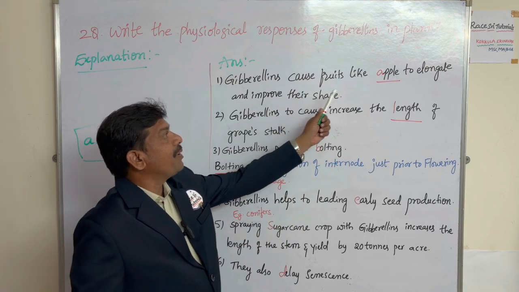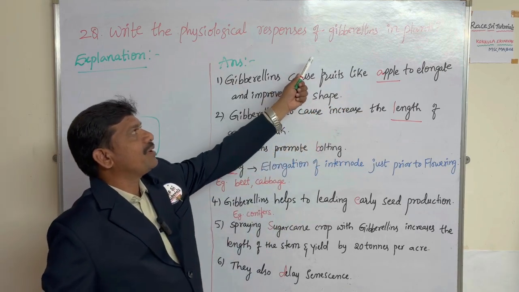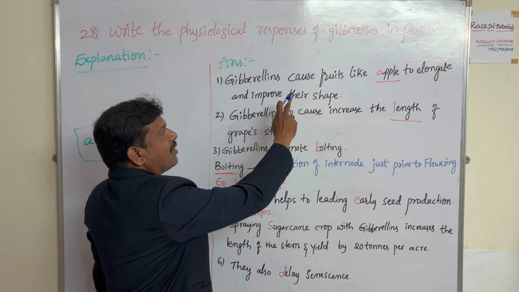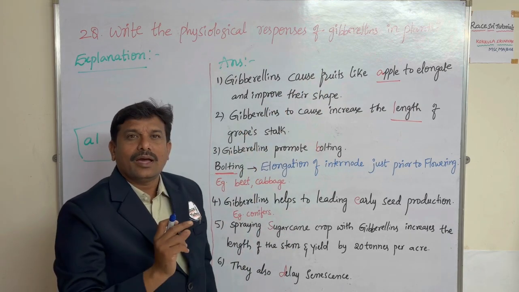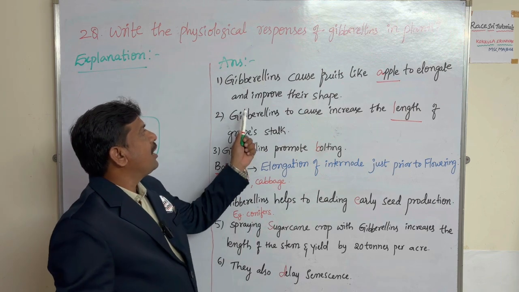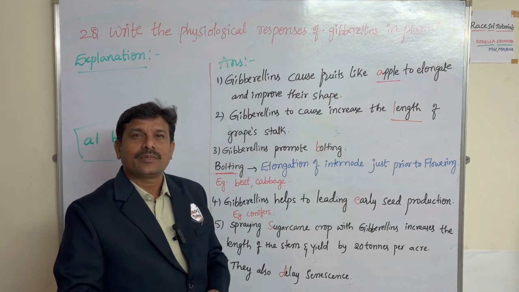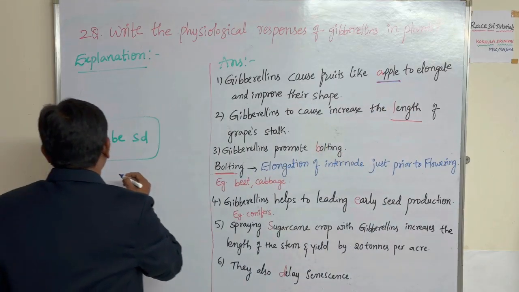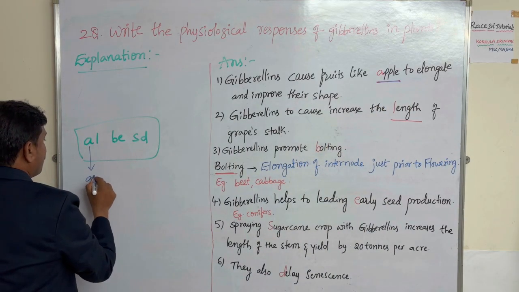So that's why apple elongation is useful. What is that? Gibberellin. So gibberellin helps fruits like apple elongate and improves their shape. I think you're catching on now. It's A for apple. So that's why A is apple elongation.